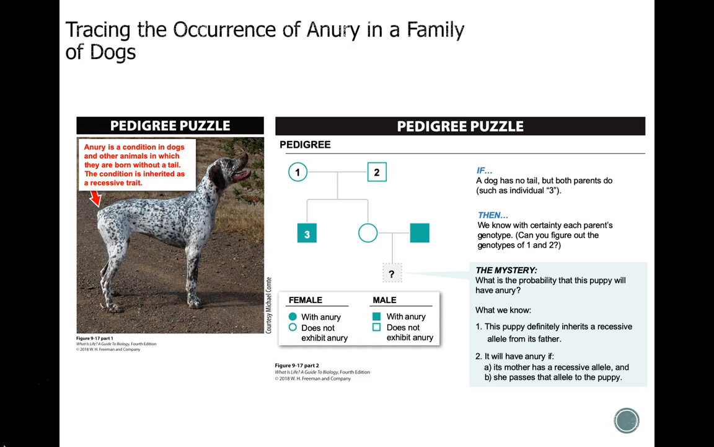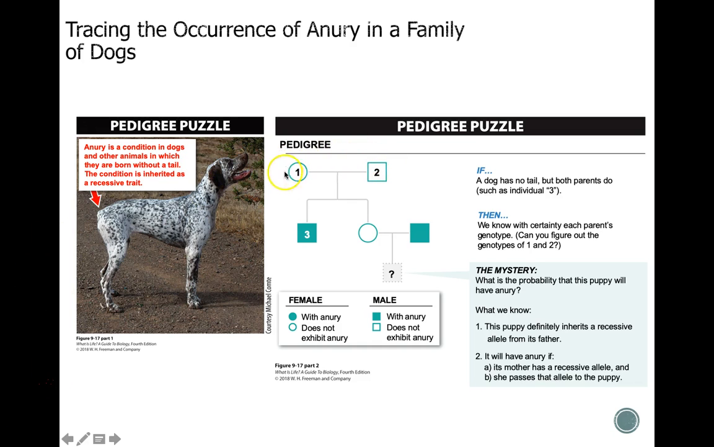So let's look at a pedigree for something called anury in dogs. Anury is a condition where dogs are born without a tail. Now this is inherited as a recessive trait. So let's look at this pedigree as sort of a puzzle. Let's see if we can determine the genotype of the individual with the question mark.